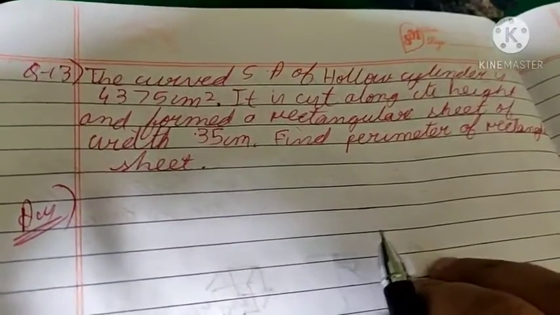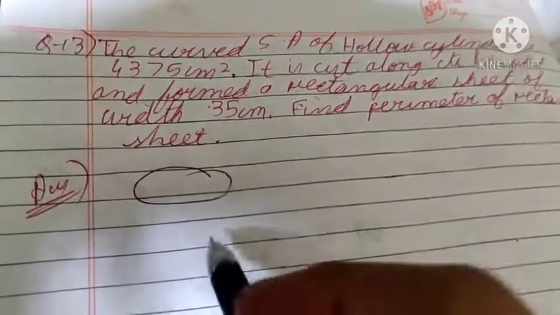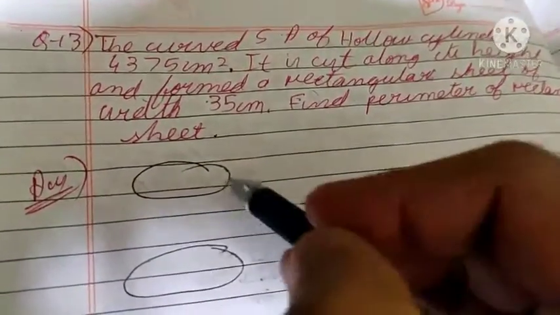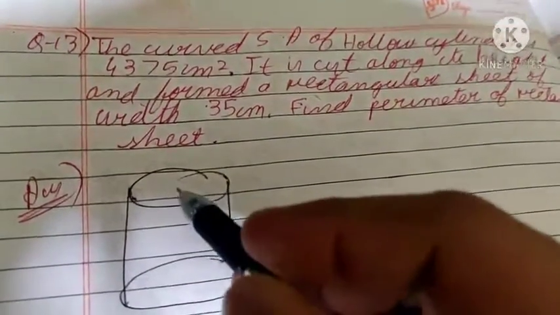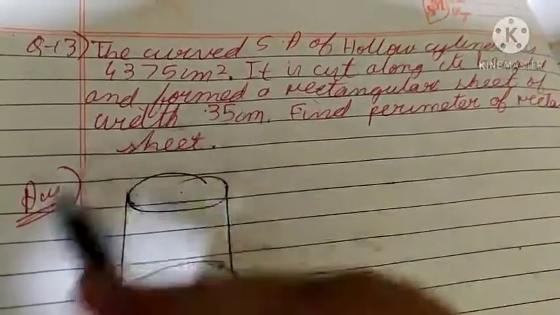This is our next question that says that a hollow cylinder, this is a hollow cylinder, and it has a curved surface area.